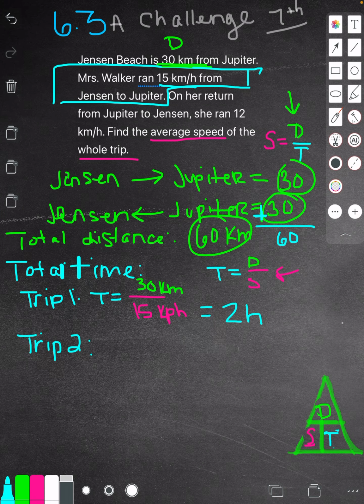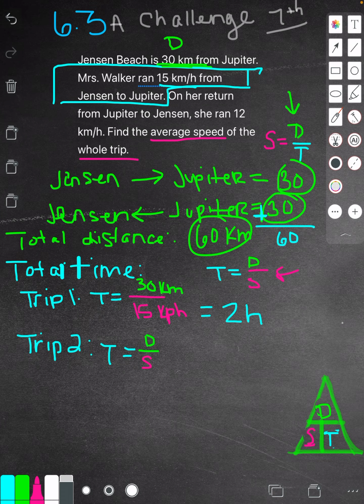All right, the next part, let's look. We want to look at trip 2. So trip 2, we have to do the same thing. We are looking for the amount of time that it took her to go from Jupiter to Jensen. So in order to do that, we need the same exact formula. When we cover up time on the distance speed triangle, we are looking for distance over speed still.